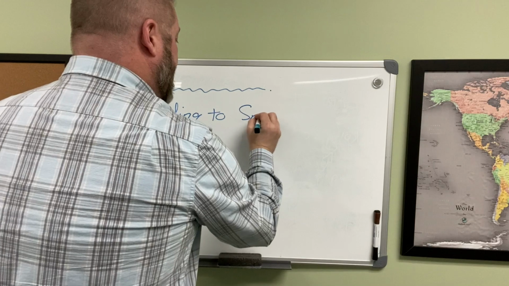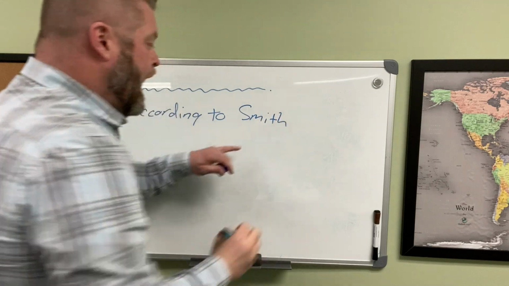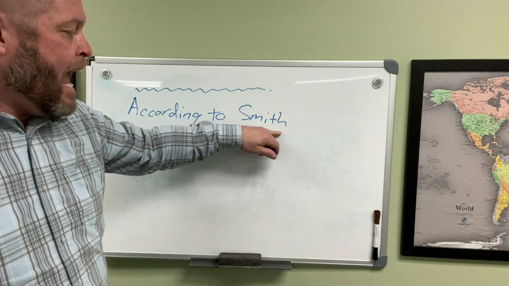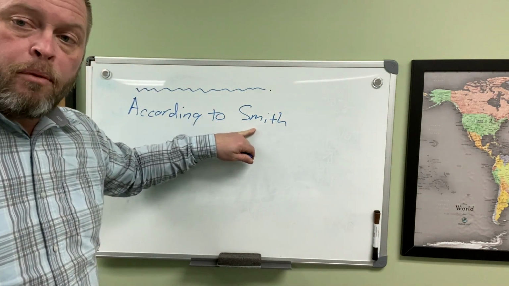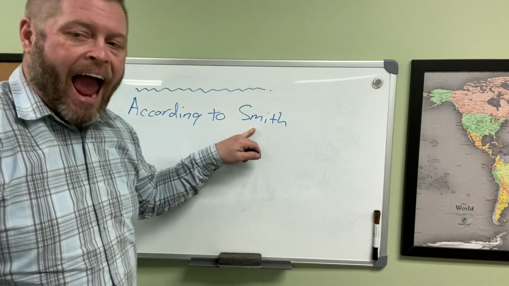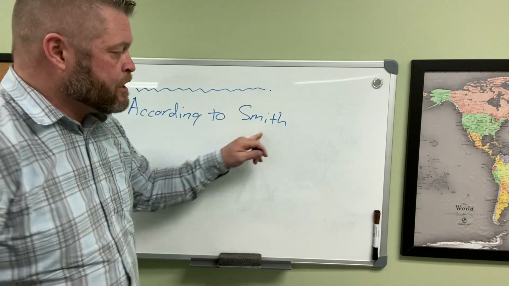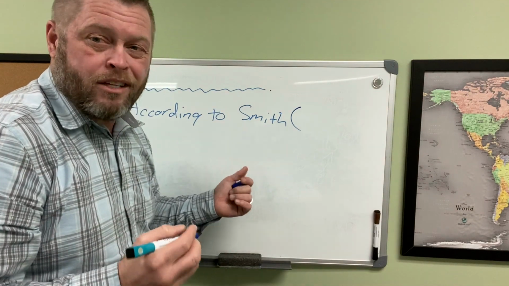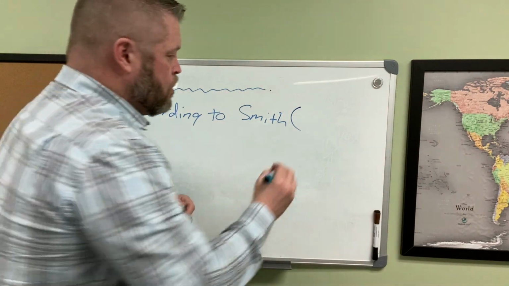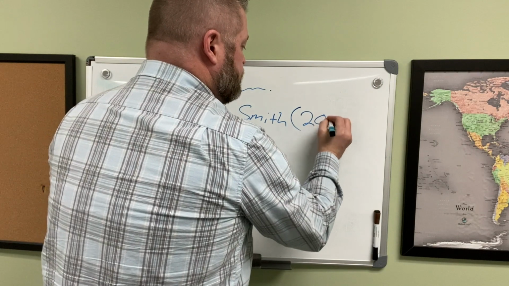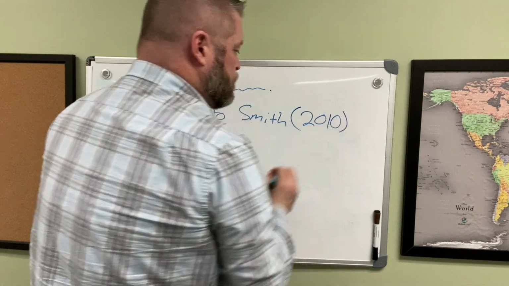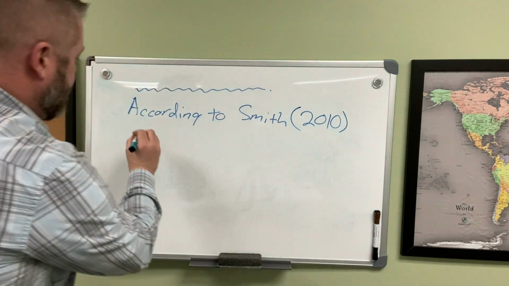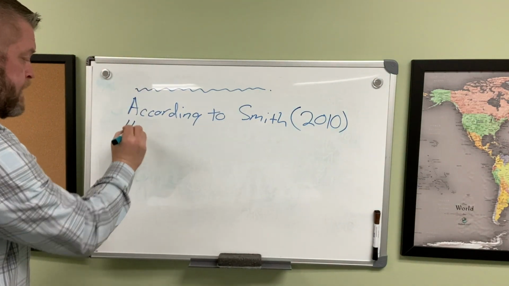Now, you'll notice here, I have given the last name already. But here, as I have this set up, we need a couple more bits of information. So after the person's last name, Smith, I'm going to put in parentheses, and let's pretend that Smith wrote this article in 2010. So I'm going to go 2010, and then close the parentheses. So according to Smith, with the year, and then I will have right here quotations.